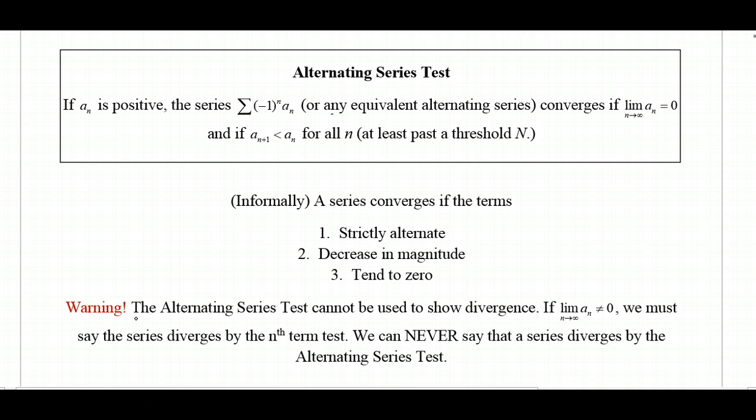Here's the biggest warning: the alternating series test cannot ever be used to show divergence. If this portion fails, if the limit as n approaches infinity of a sub n does not equal 0, we must say that the series diverges by the nth term test. In other words, we can never say that this series diverges by the alternating series test. The alternating series test is a convergence test only.